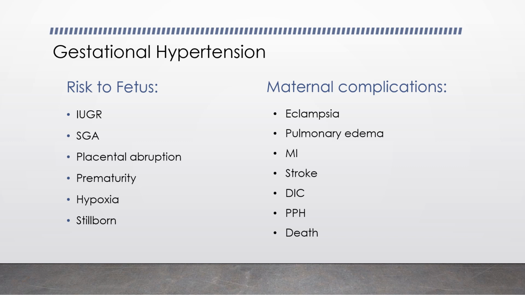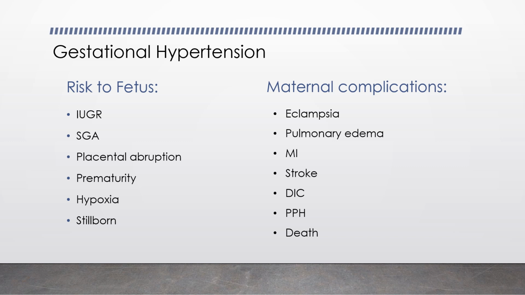You can also see placental abruptions due to the high blood pressure. Babies are born prematurely because of the HELLP syndrome or preeclampsia with severe features. It can also result in hypoxia and stillbirth.